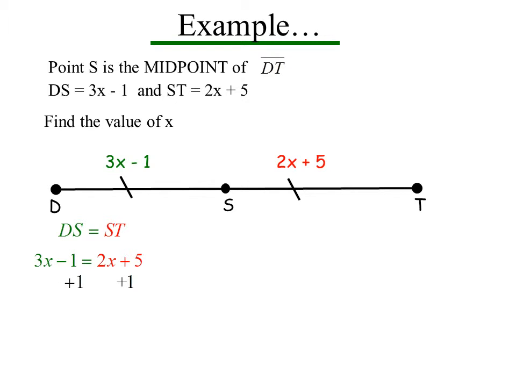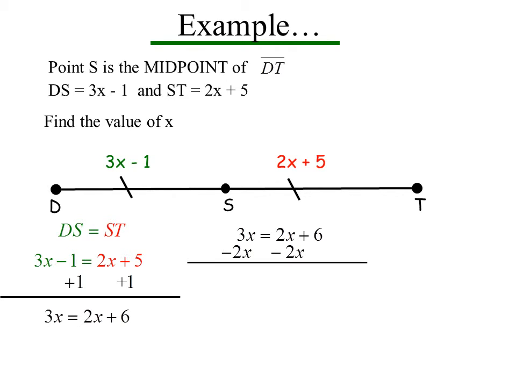I'm going to add 1 to both sides of the equation. I'll have 3x equals 2x plus 6. To continue solving this, I can now subtract 2x from both sides. And I'll have x equals 6.